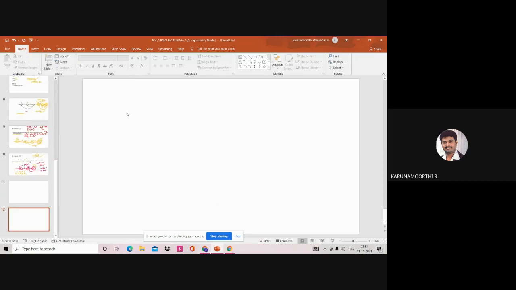Here I want to draw the DFA over an alphabet A comma B with the prefix AB. So it's very simple. Starting prefix is AB.